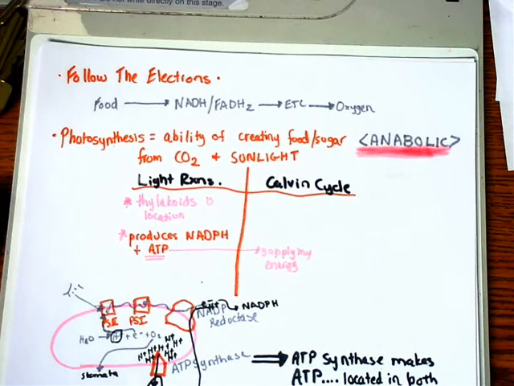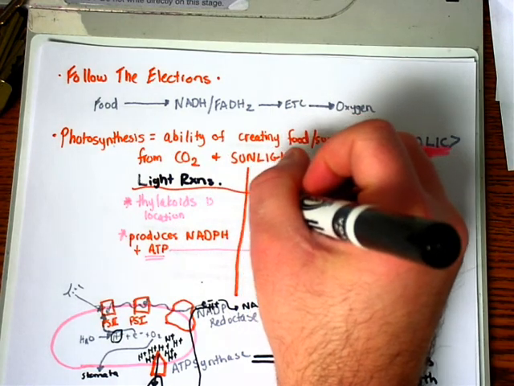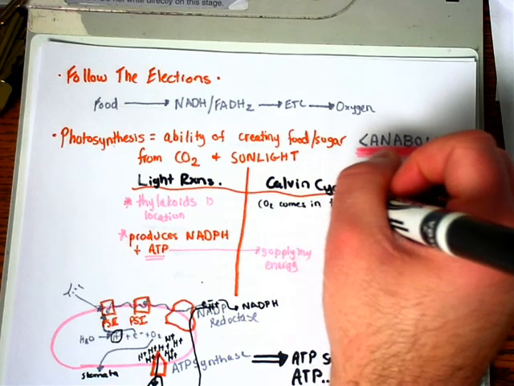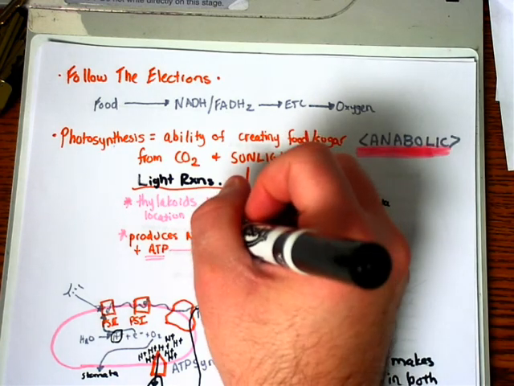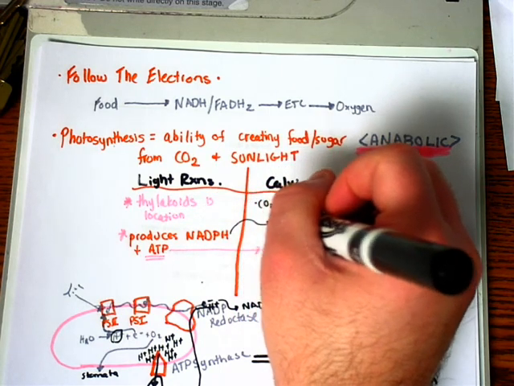I have to have my supplies, and so some of the supplies that would be required at this point in time would be CO2 that comes in through the stomata. And of course you also have NADPH that serves as the reducing power.